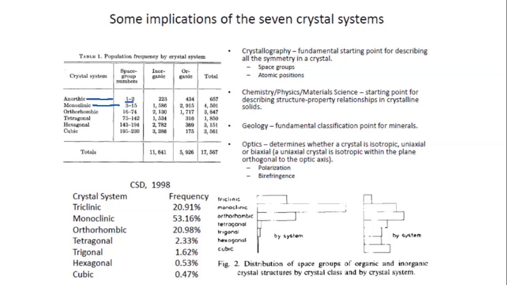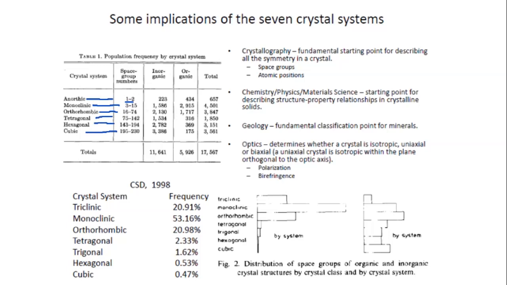Now with orthorhombic, it's 16 to 74, but as long as you know the first few orthorhombics, up to space group 20, then that's okay. The rest of them, you'll get the idea of how it works. Then tetragonal, of course, is space group numbers 75 to 142, hexagonal 143 to 194, and cubic 195 to 230. So these are numbers that represent different types of space groups.